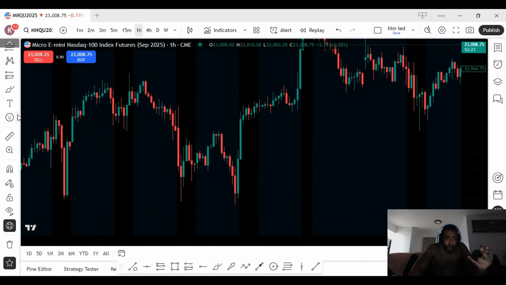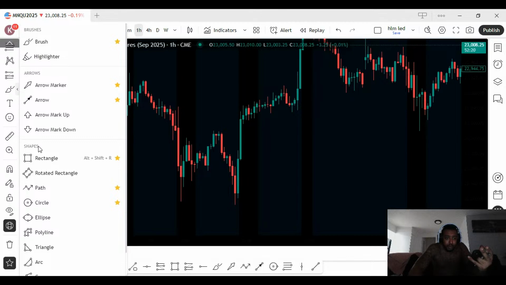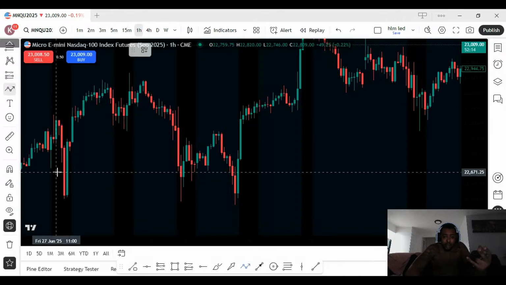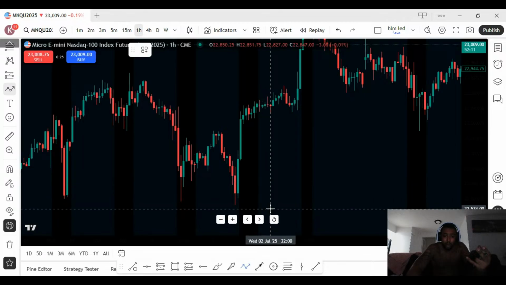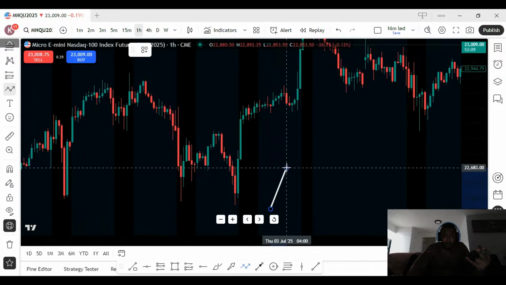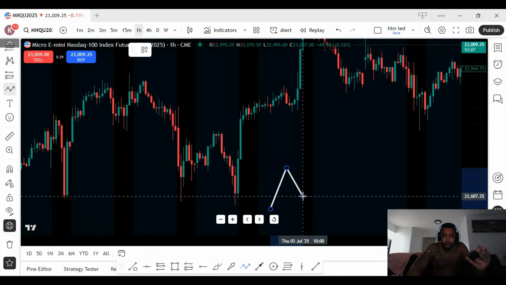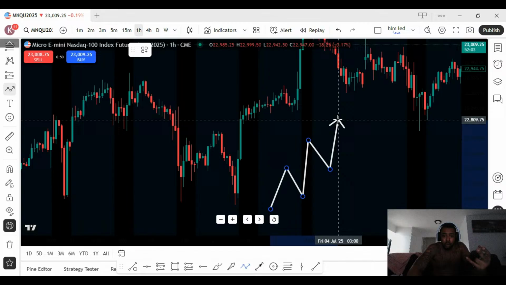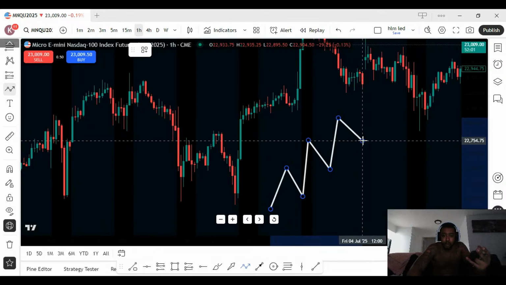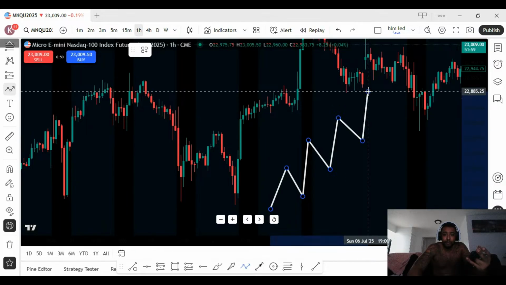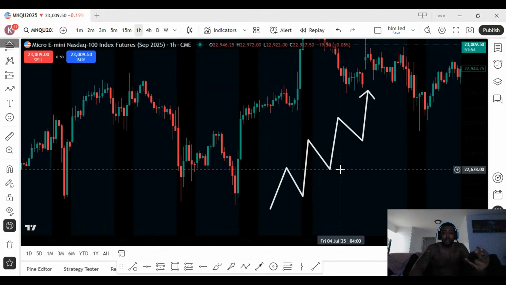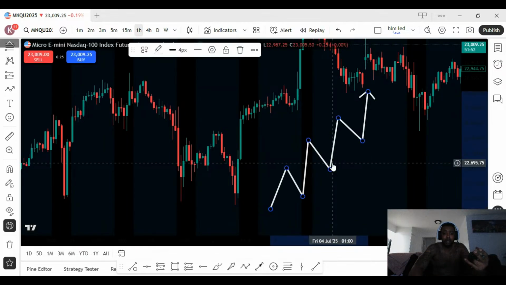There's three types of trends. Okay, so there's an uptrend, where price is going up, going down, going up, going down, going up, going down, going up. That's the first trend.